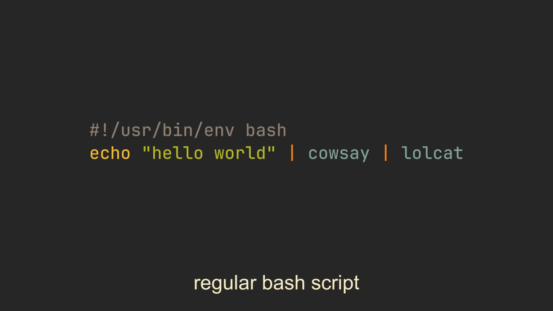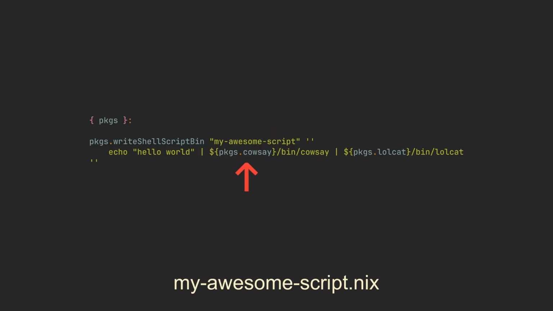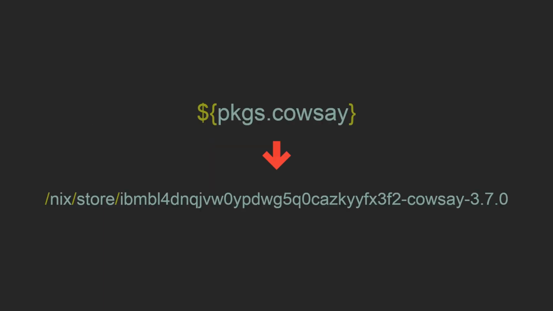So let's move our script into the .nix file and address these issues. We will add this special structure before each binary. The pkgs.cowsay variable, when interpolated into a string with a $ sign, will turn into a Nix store path once our script is compiled. So each of these variables will be replaced with something similar to this.